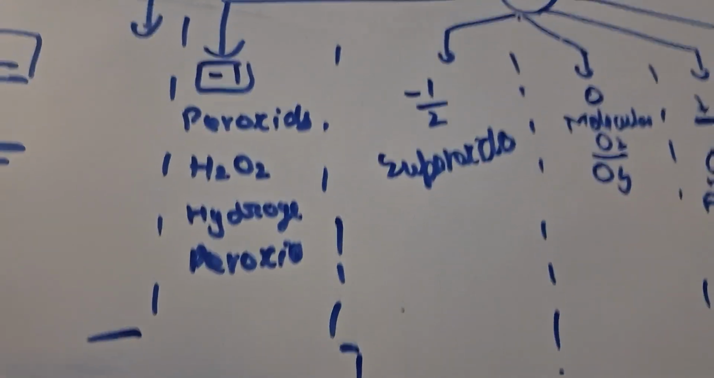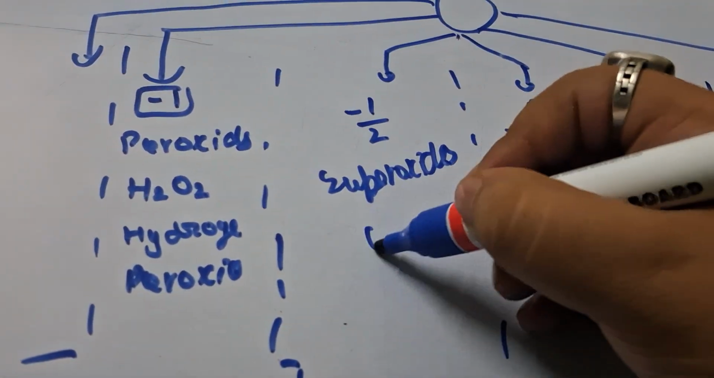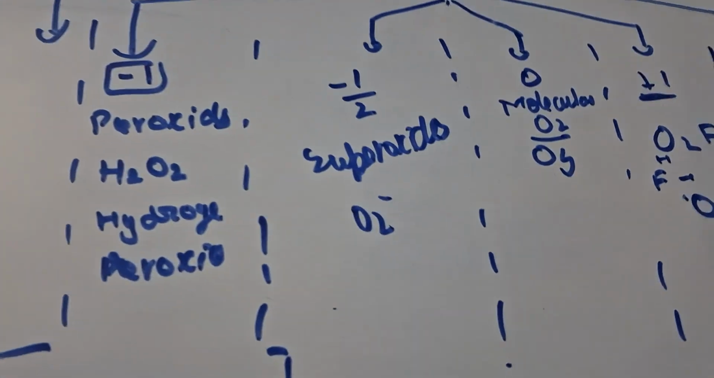What is a superoxide? A superoxide is an O2 minus.